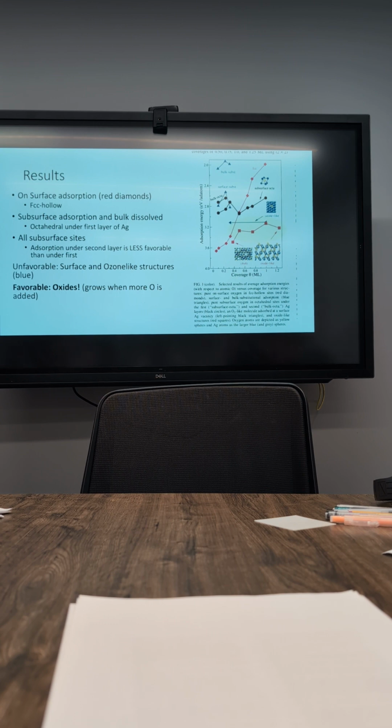Everything else, they have on-surface adsorption. That's the red diamond, the one that's really long. That's FCC hollow. So another thing I could also see them asking is like, what's an FCC hollow? Draw that. You know, really simple. Just make sure you know what your shapes are.